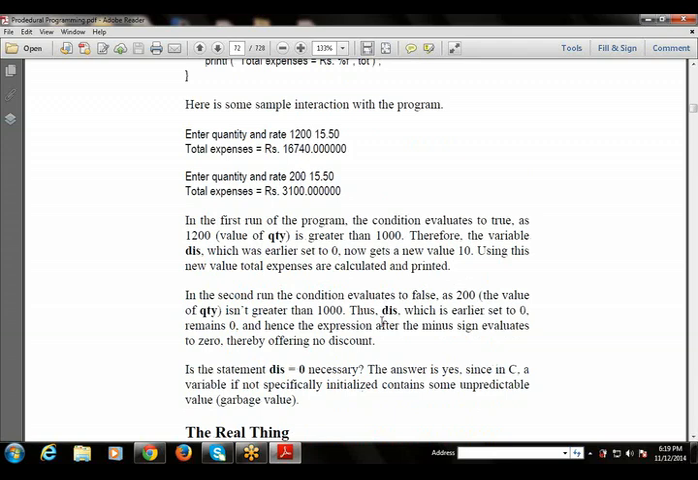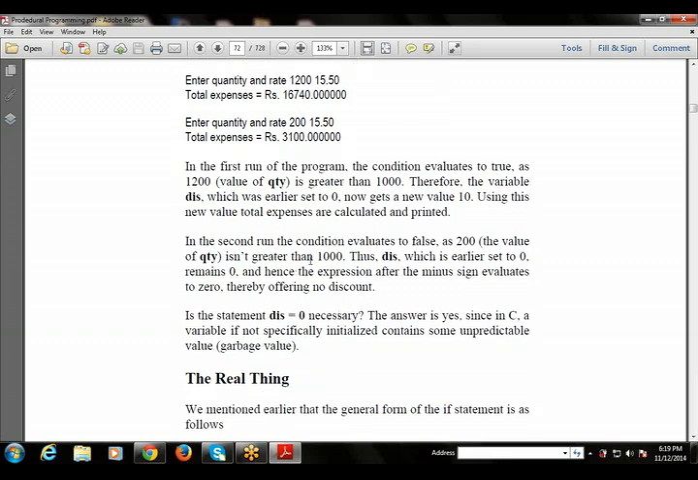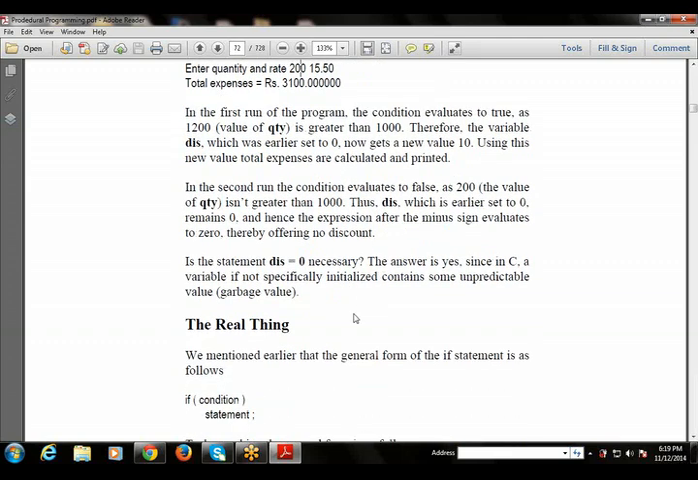In the second run, the condition evaluates to false. That is, if the quantity is 200, which is less than 1000, then it does not give any result, that is, it does not give any discount.